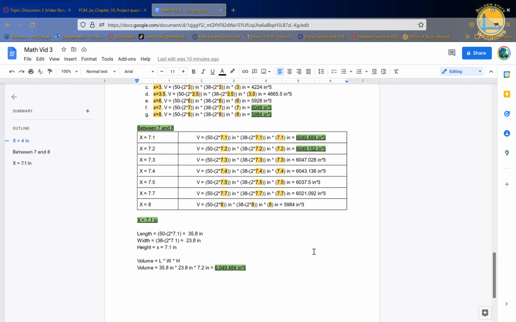Now, the length times width times height is our volume. So, plug in the numbers again. Length of 35.8 inches, the width 23.8 inches, times the height 7.1 inches, sorry. Which gives us 6,049.484 inches cubed.